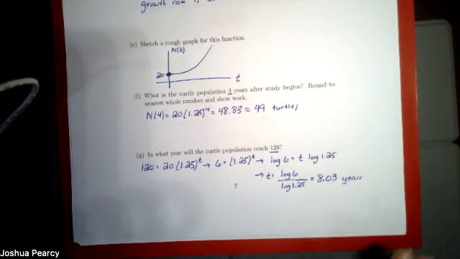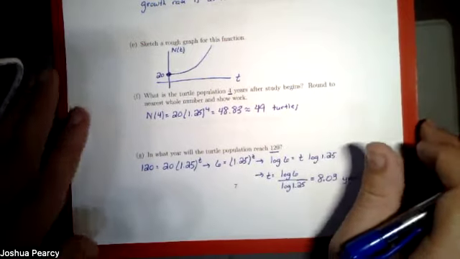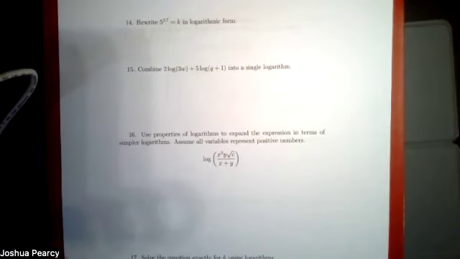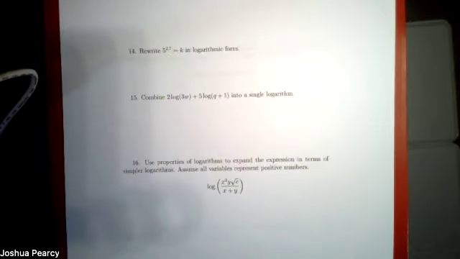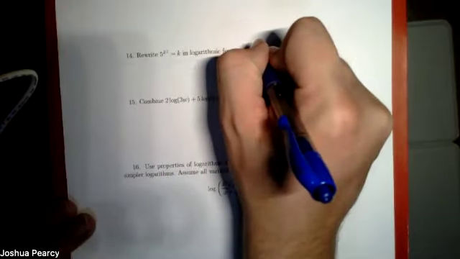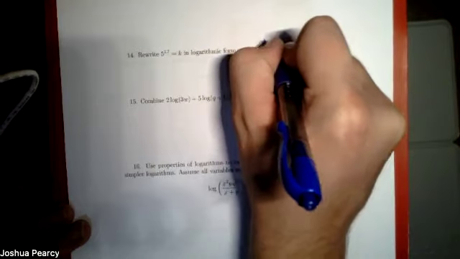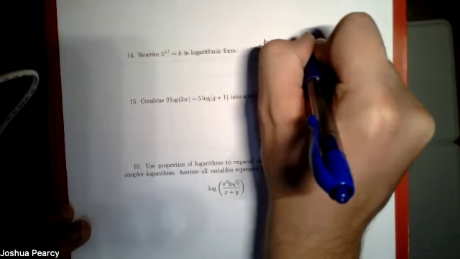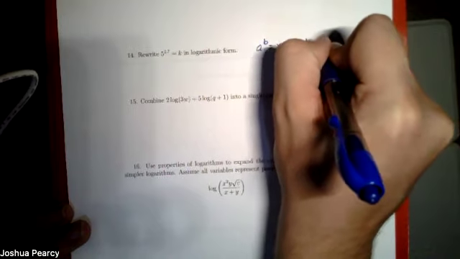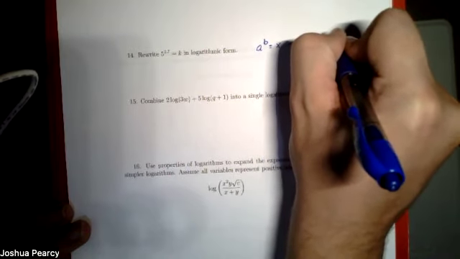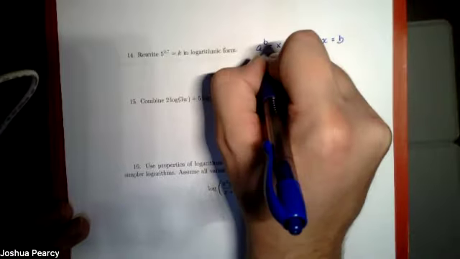All right. So that is all for question number 13. Let's move on to number 14. Number 14 says rewrite 5 to the 2.7 equals k in logarithmic form. So remember this idea of circle of logarithms that we talked about in class. If we have a to the b equals x, this is equivalent to log base a of x equals b. So we're just doing a circle.